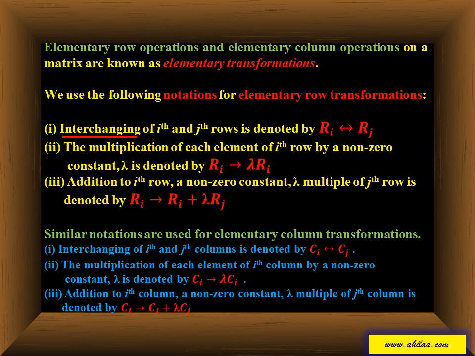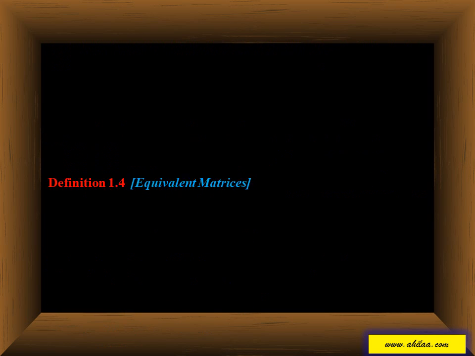So remember, for interchanging any two rows, we use Ri interchange with Rj. For multiplication of any row by some non-zero scalar lambda, it is given by Ri goes to lambda Ri. And we can add any row or column to a particular row or column by multiplying by a non-zero scalar. That operation is given by Ri goes to Ri plus lambda Rj.